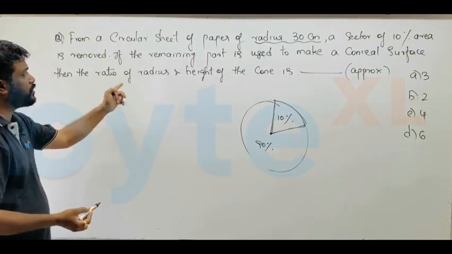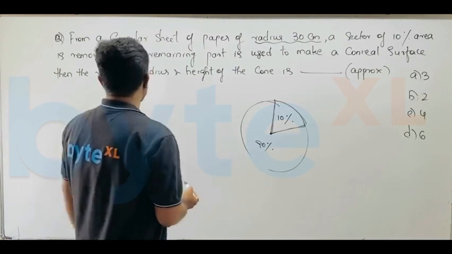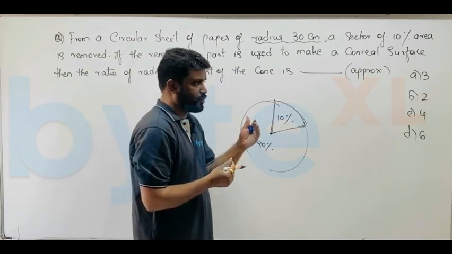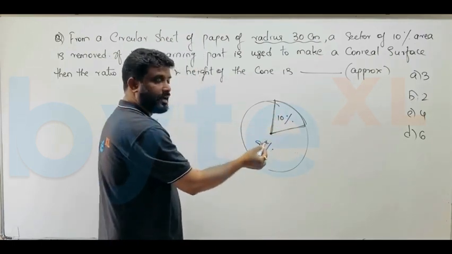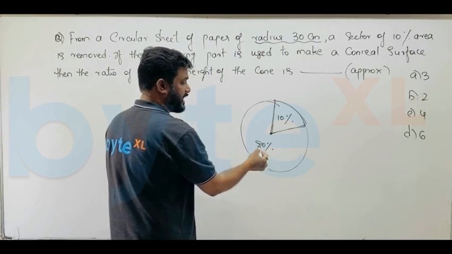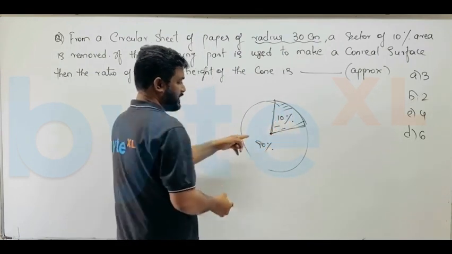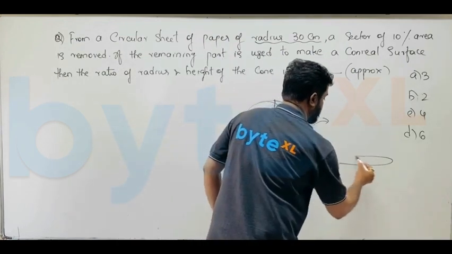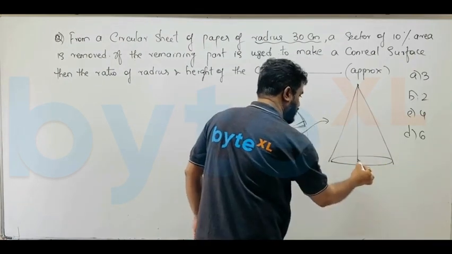Then what is the ratio of radius and height of the cone? Approximately is asked. There are 4 options given: 3, 2, 4, 6. So this is a circular sheet, there is a 10% area, and this is the remaining 90% area that he is talking about. This area is removed anyway and this is the 90% area. This 90% area is transformed into a right circular cone.